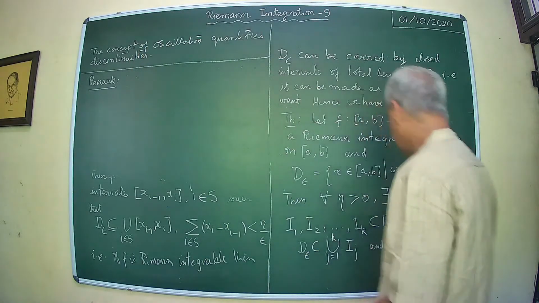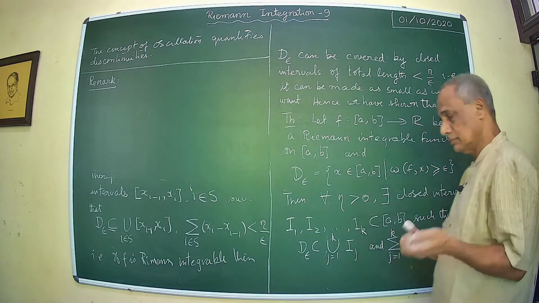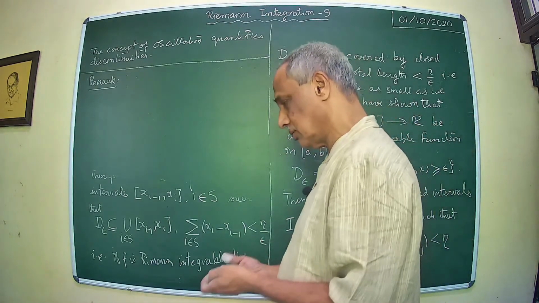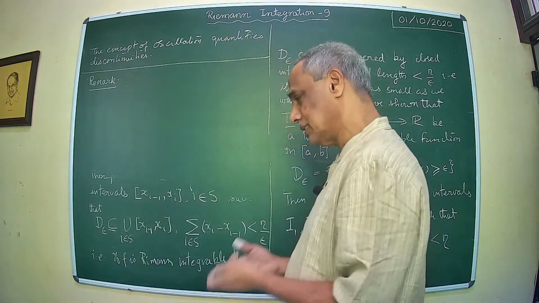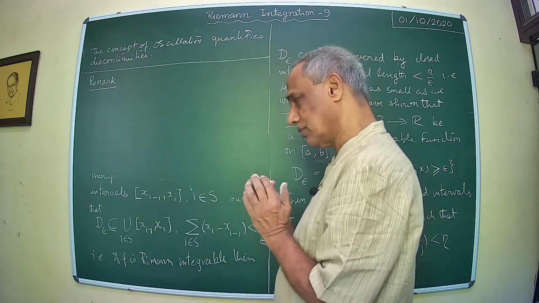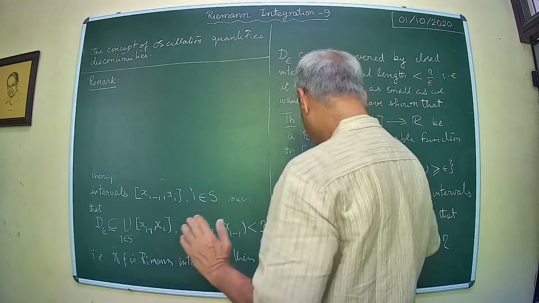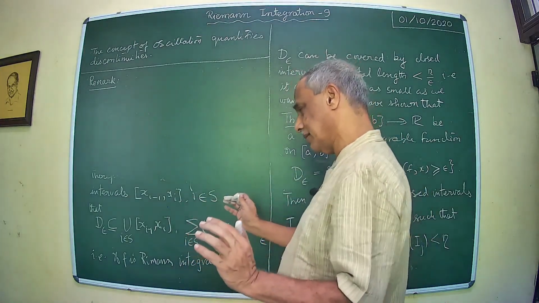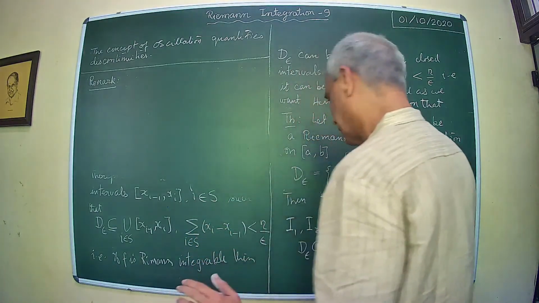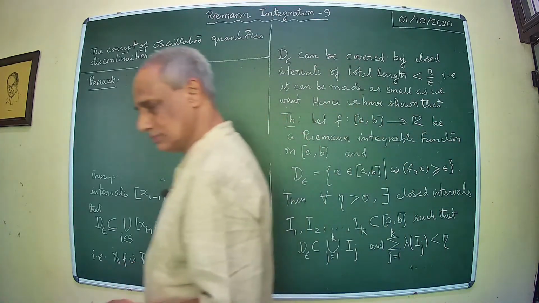So you see, you now have a way of controlling the set of discontinuities by packing them into intervals. For Riemann integrable functions, you can see that they can be packed into a finite number of intervals whose total length is as small as you want. So that is possible.